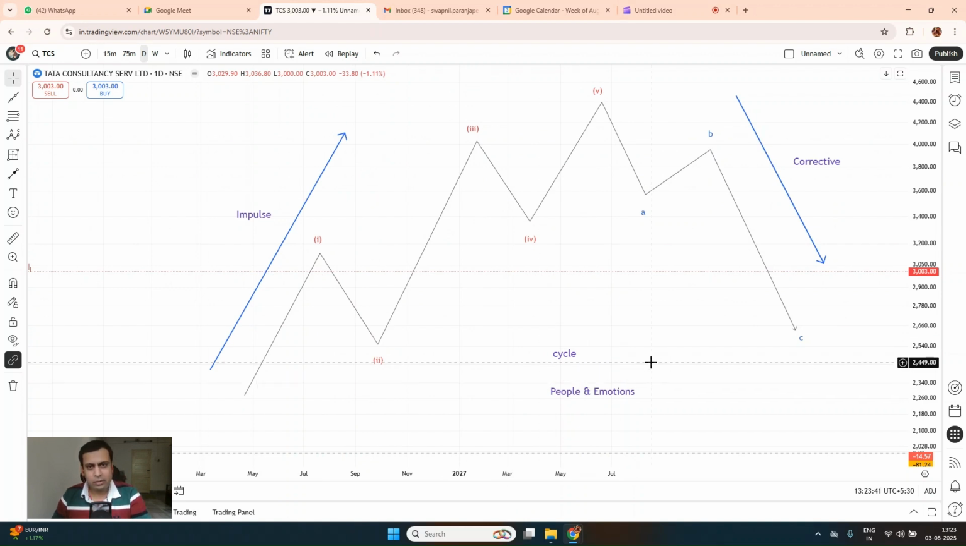Now, in the next video, we'll look at impulse in detail. Let's understand this in a stepwise manner so that we don't get overwhelmed by the information. This is the basic understanding of how an Elliott wave is formed. So what exactly is the wave? What is this ABC? All of this we will see in a phase-wise manner.